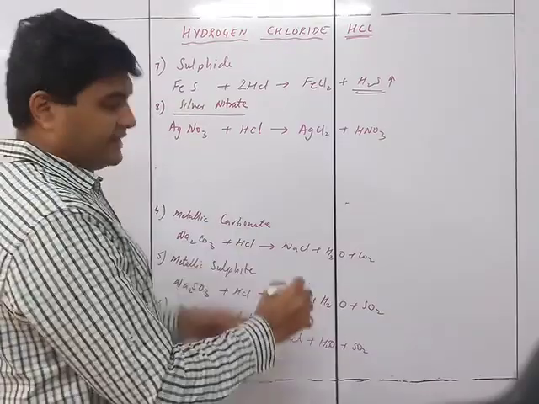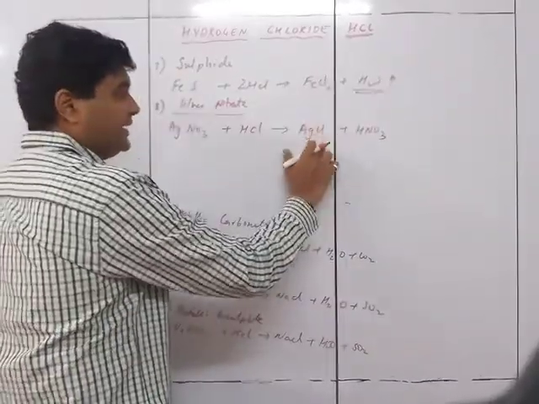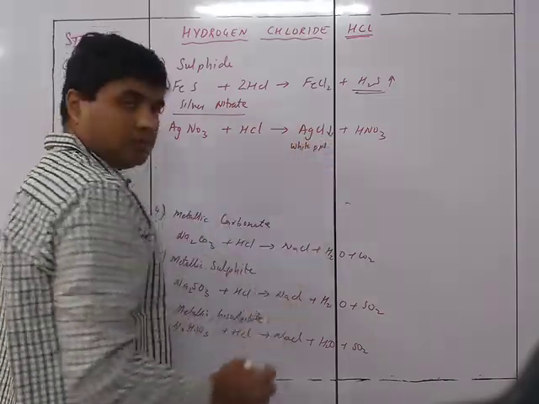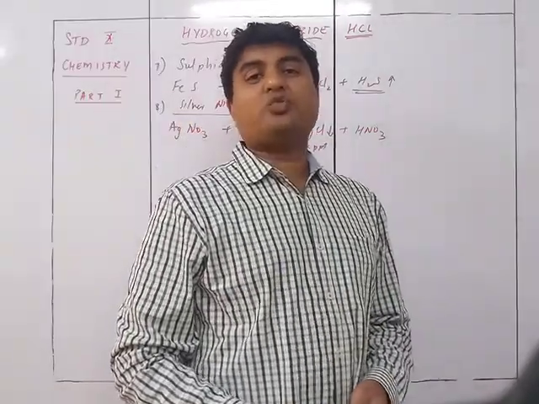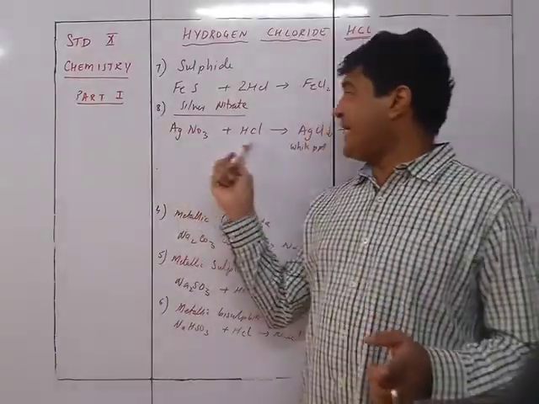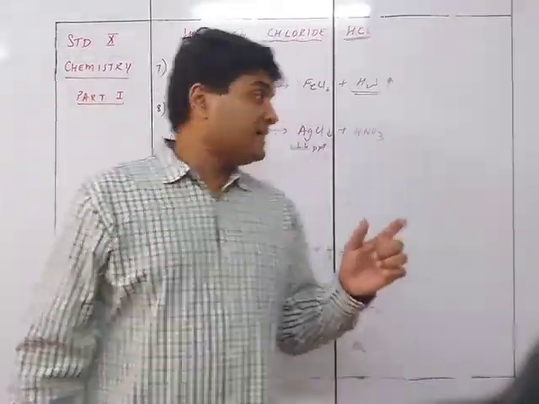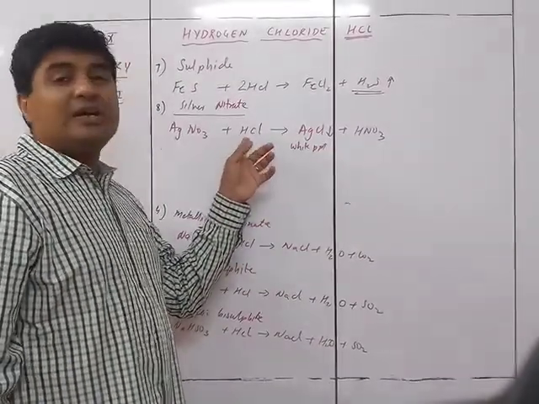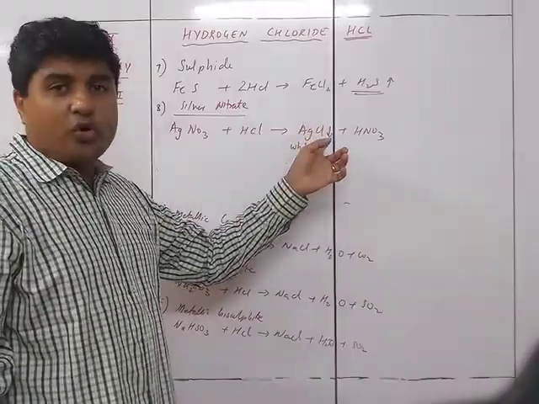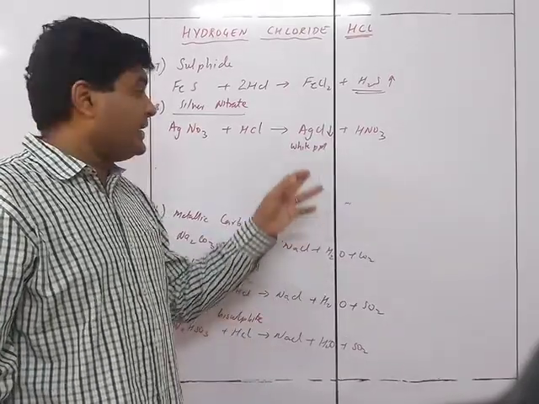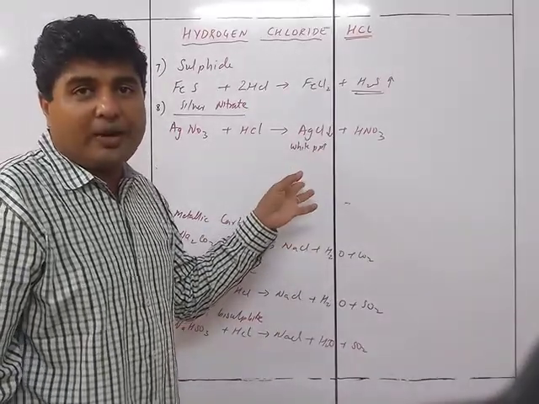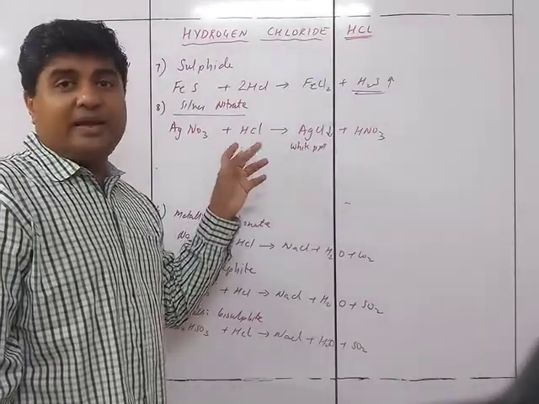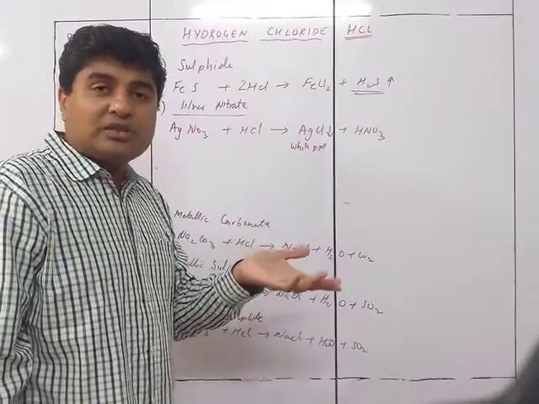Now this AgCl over here is a white precipitate. So the presence of this white precipitate in the reaction tells me that this is a chloride acid, that is, a chloric acid. If I use sulfuric acid, it's going to be Ag2SO4, which is not going to give me a white precipitate. Hence, I can easily identify whether the acid given to me is hydrogen chloride or sulfuric acid.